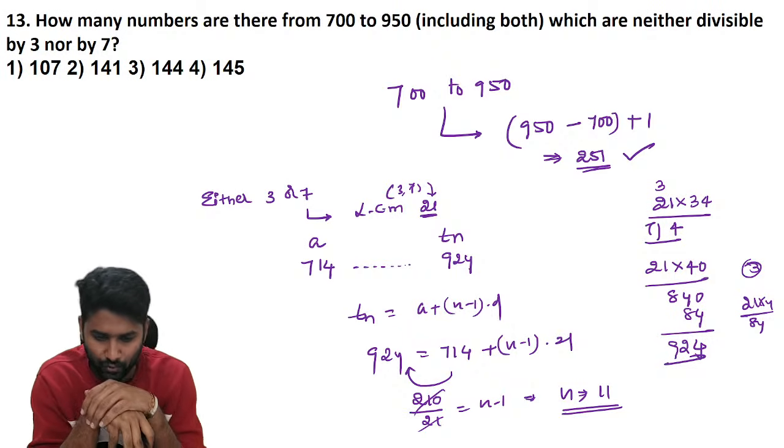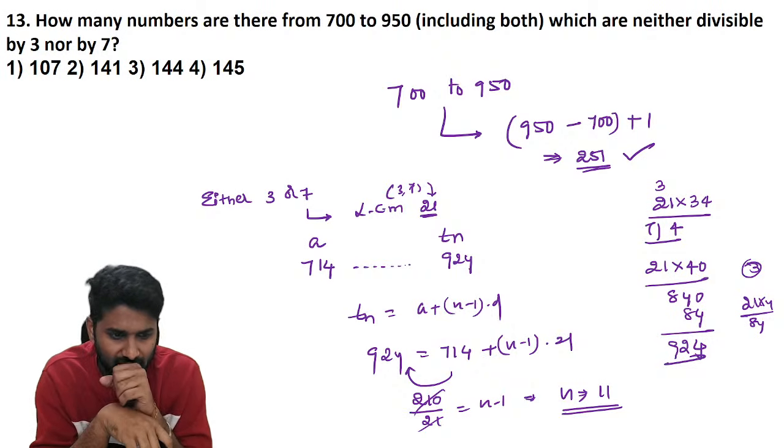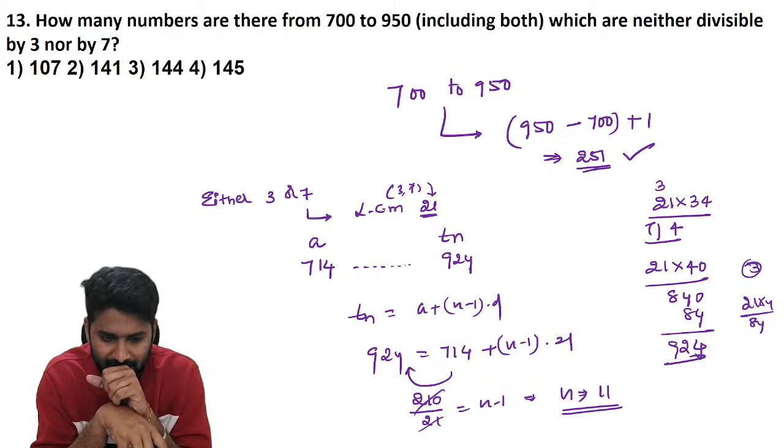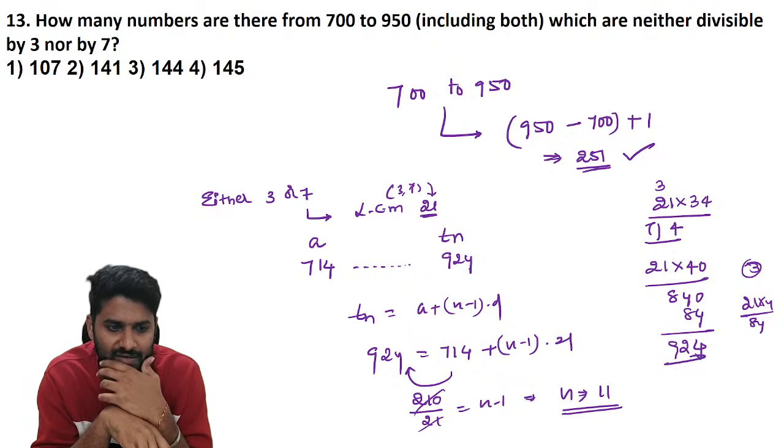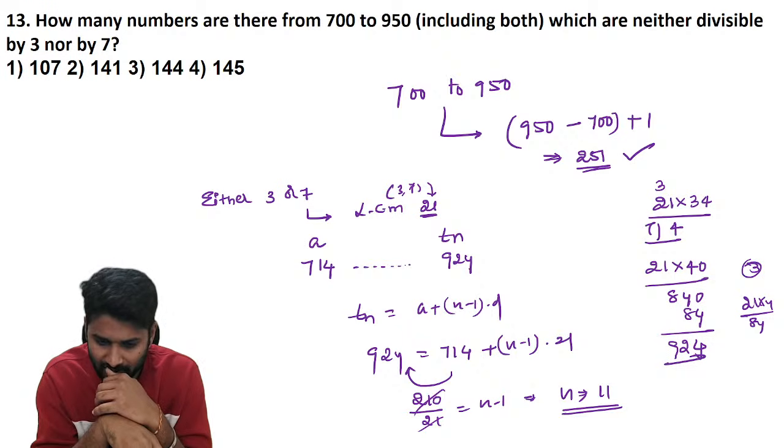714, 924, and the difference between number to number is 21, giving 11. So in total, the numbers divisible by both 3 and 7 are 11. So how many numbers are there which are neither divisible by 3 nor divisible by 7? We have to include both ends. How many are there?